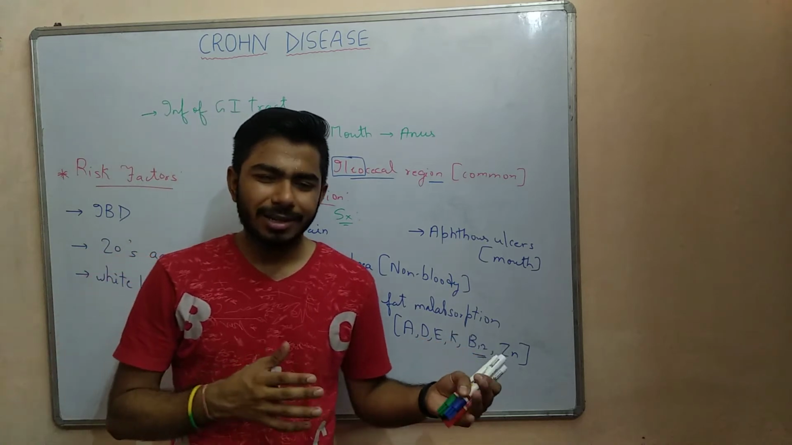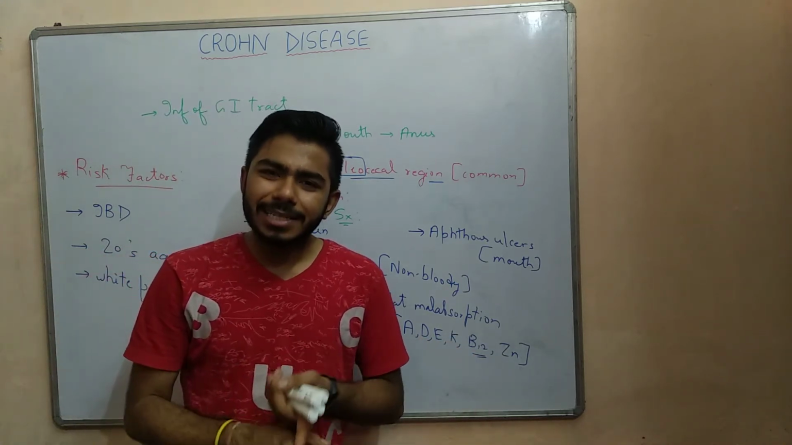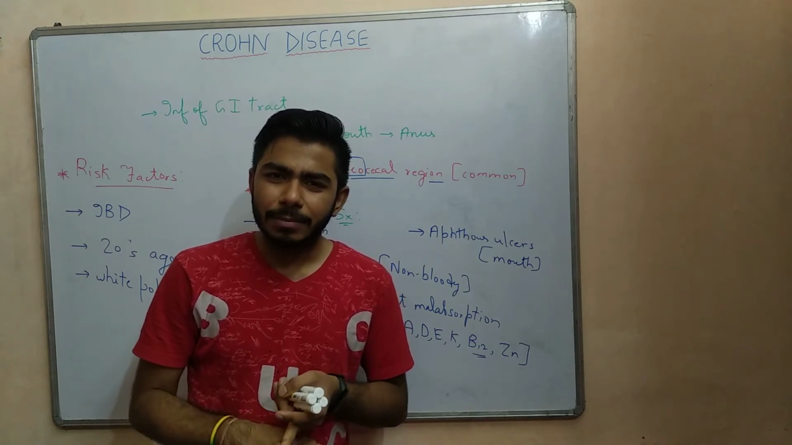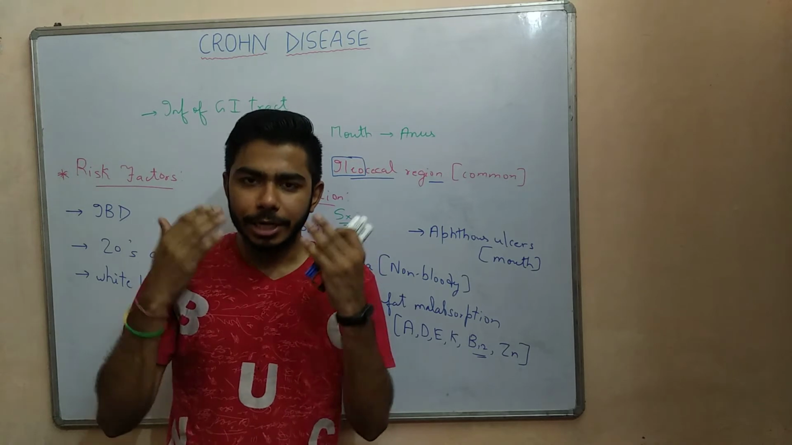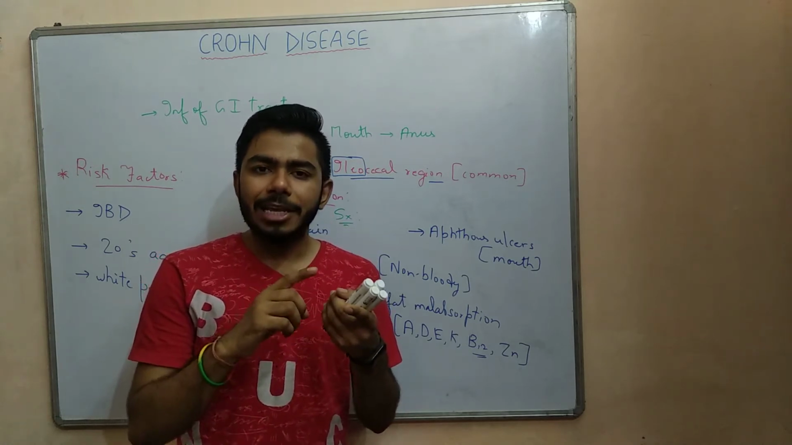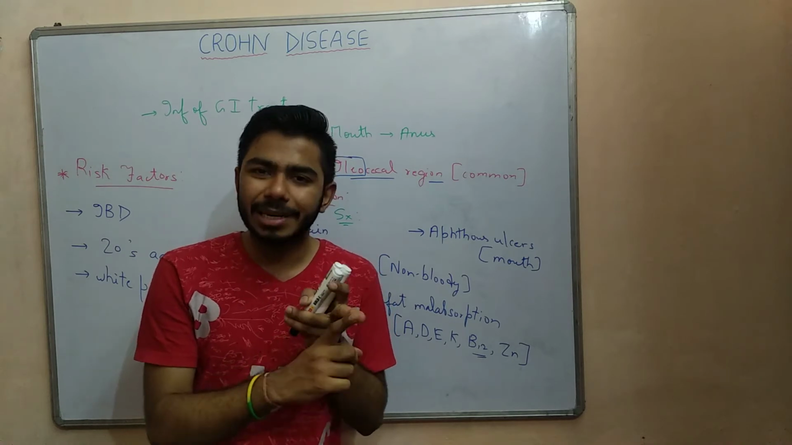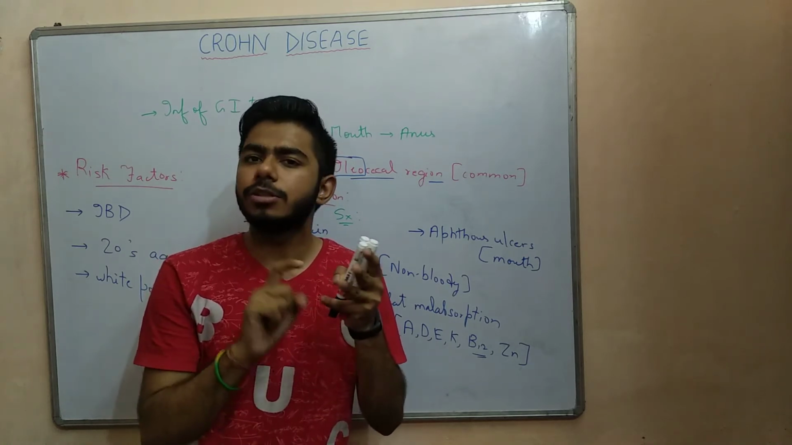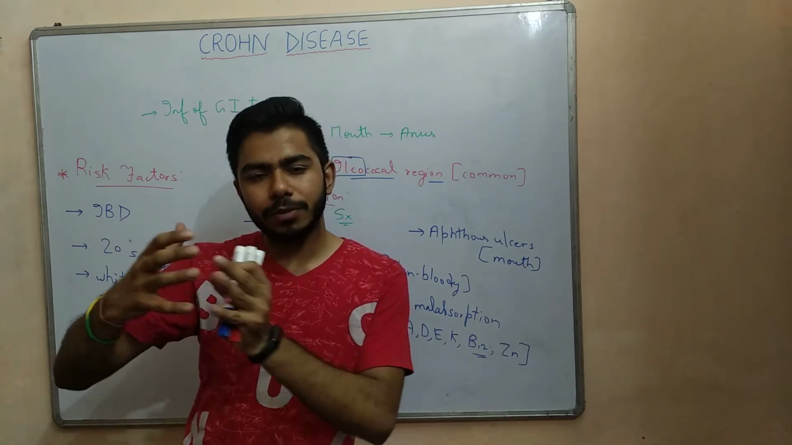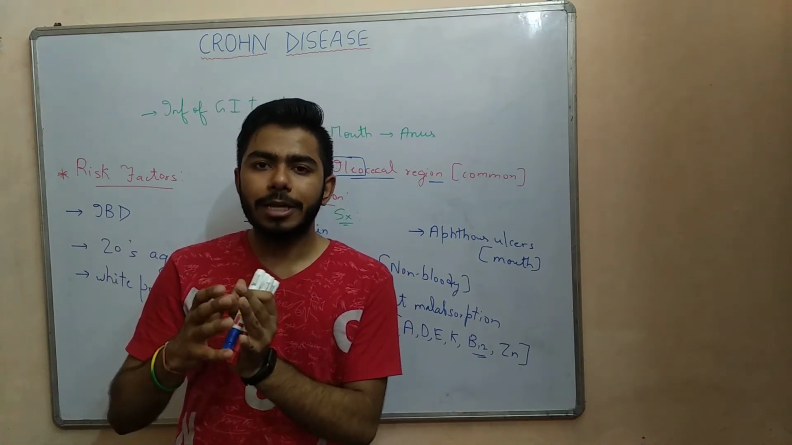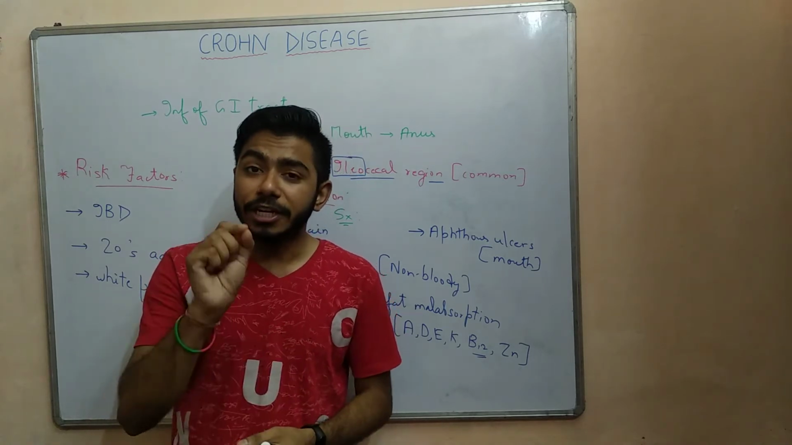And what are some other symptoms? Arthritis can be seen in some patients. Uveitis can be seen. What is uveitis? Uveitis is inflammation of the uvea. The uvea is present inside your eyes, mainly your choroid region, your ciliary body, and the iris. These three components combined make up the uvea. And inflammation of that uvea part in the eye is usually called uveitis. So in some patients, uveitis can be seen, arthritis can be seen, kidney stones can be seen.